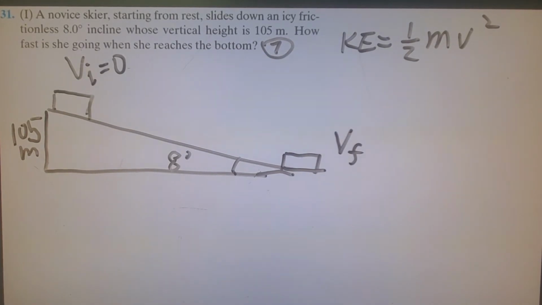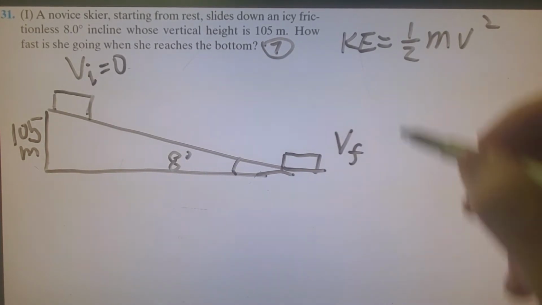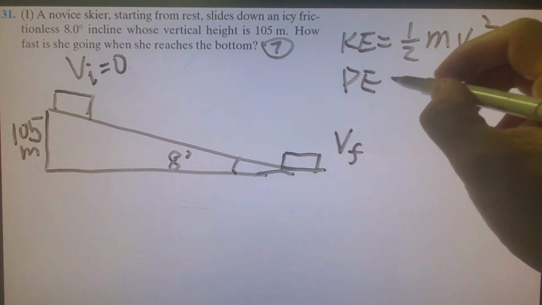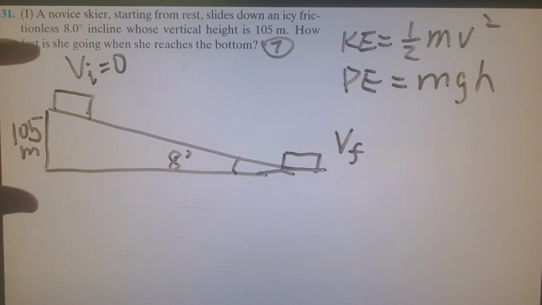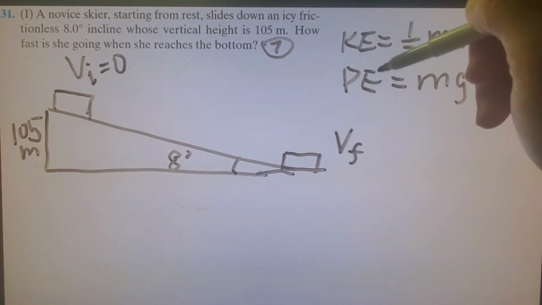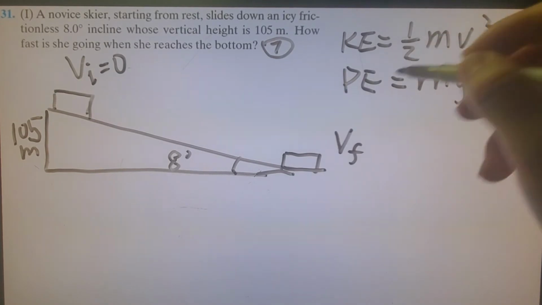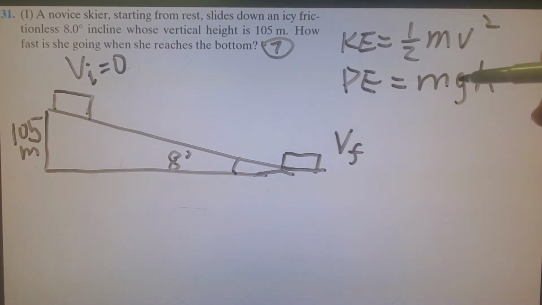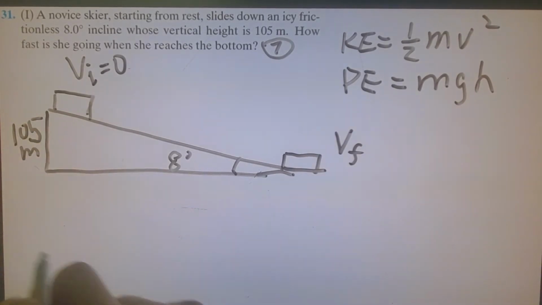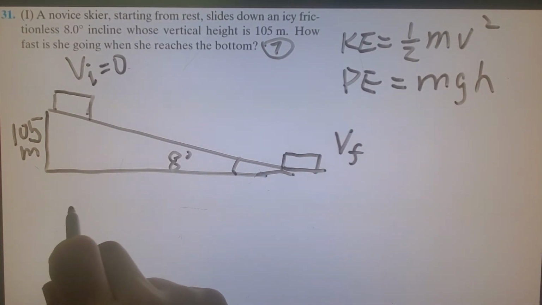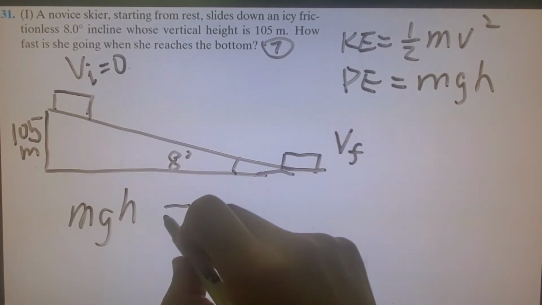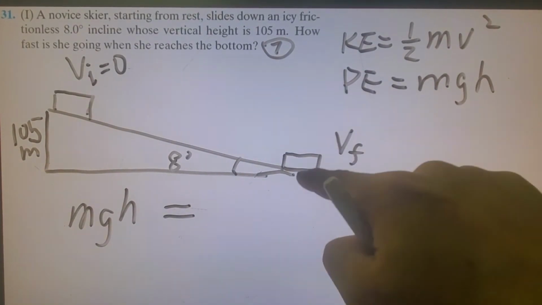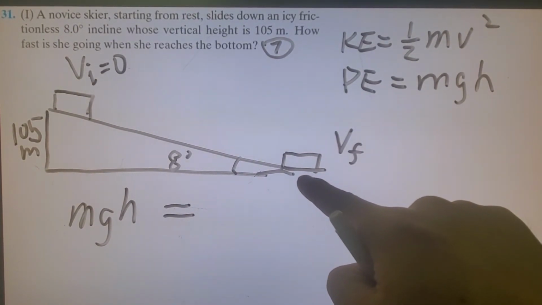How about the potential energy due to gravity? Potential energy is equal to mgh. In other words, the total energy, that means the kinetic energy and the potential energy at the beginning, will be equal to m times g times h because the kinetic energy is 0. Since energy is conserved, it will be equal to the total energy at the end over here.